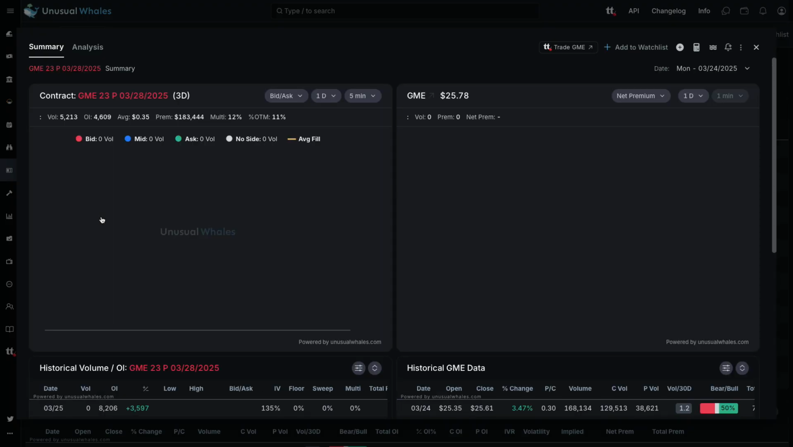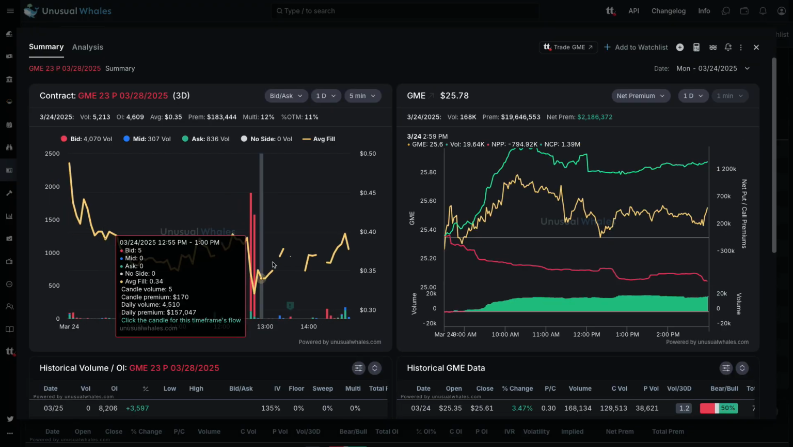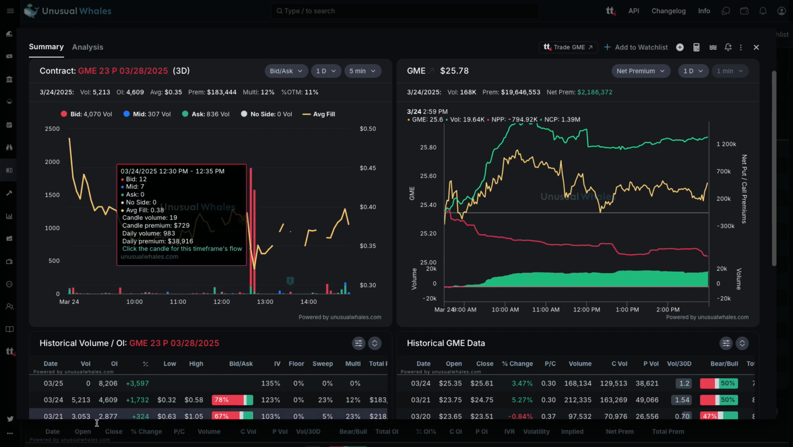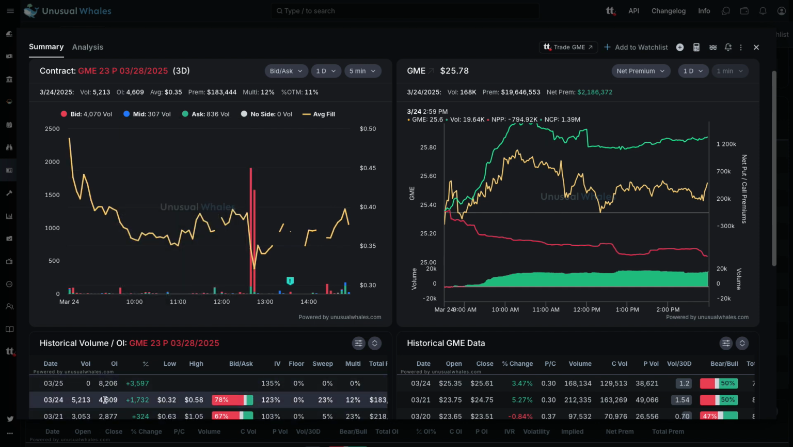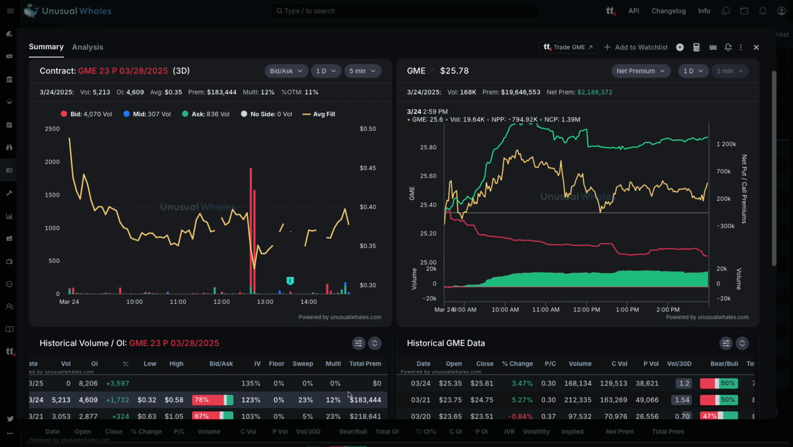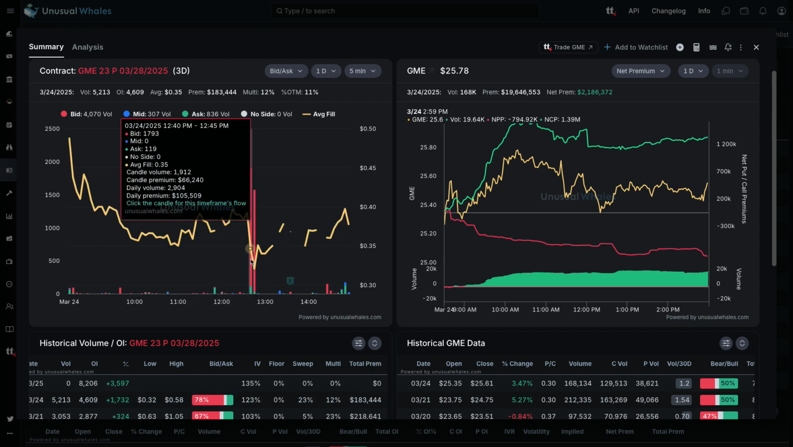We see the $23 puts; those were hitting the bid yesterday, so they were running out the window. 4,600 open interest, but we saw 5,000 volume, about 200,000 in total premium. Definitely a good one to sell.